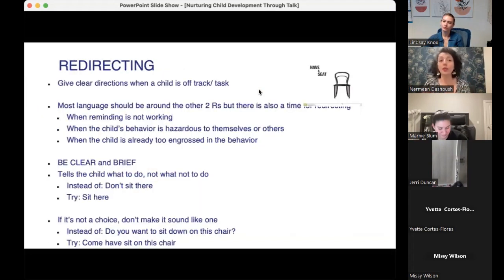The other one is redirecting language. Redirecting language is when you need to give really direct language because they're not doing what they need to do. And sometimes it's harmful behavior to them or other children, and reminding language is not working. At that point, it's not a conversation, and we're going to keep it clear and brief because we don't want to confuse children and we don't want to add extra words.